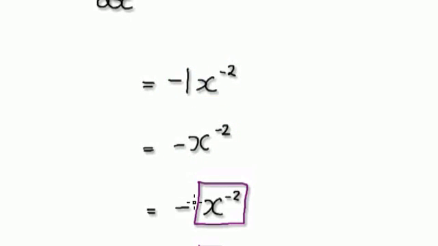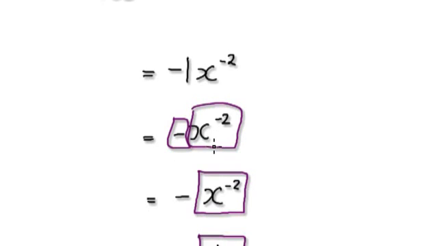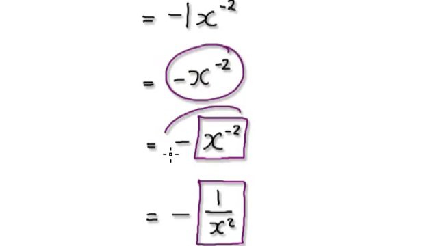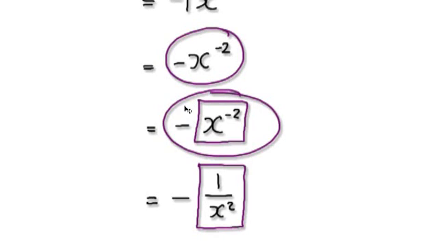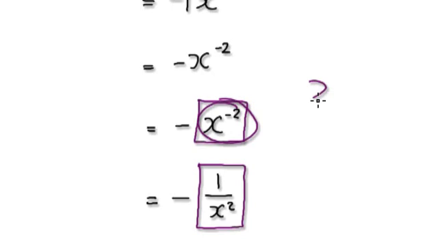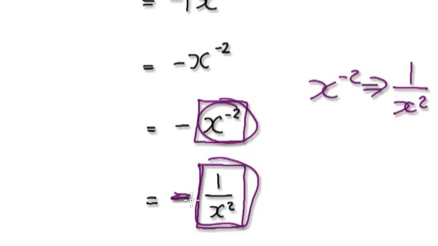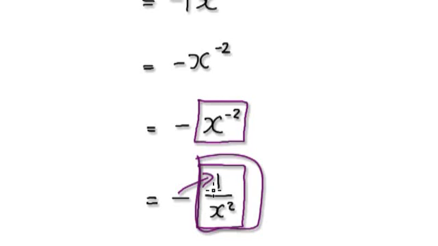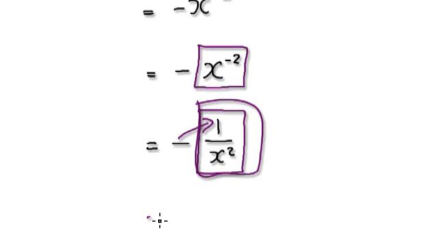Now, when you're here, visualize it as one block multiplying. You've got minus multiplying with x to the power of minus 2. Then when you look at x to the power minus 2, you can immediately jump to 1 over x squared. And when you have a minus multiplying a fraction, it gets multiplied to the top. So in a way, it's like minus 1 over x squared. Okay, this is just another method of doing it.